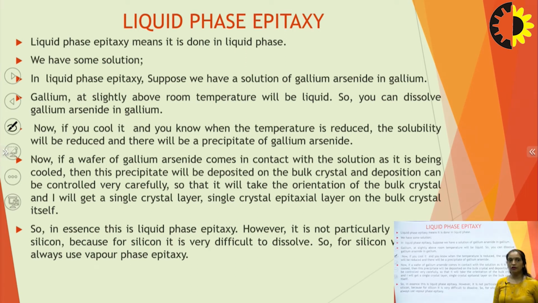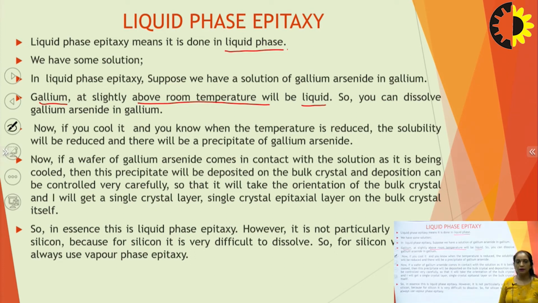Now the first one is liquid phase epitaxy. In case of liquid phase epitaxy, it means that one material should be in the form of liquid. So the first condition is one material should be in the form of liquid. For example, suppose we have a solution of gallium arsenide in gallium, and we know that gallium, at slightly above room temperature, will be in liquid form. So you can easily dissolve the gallium arsenide in gallium, and if you cool down the solution, the temperature is reduced and the solubility will be reduced. There will be precipitates of the gallium arsenide.